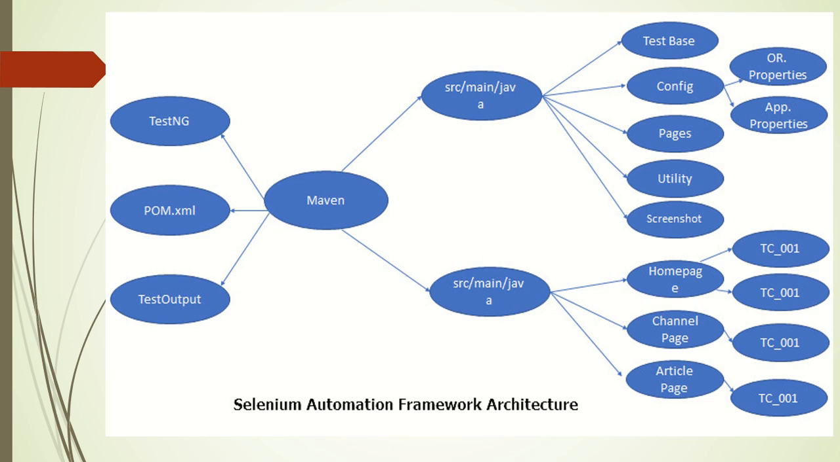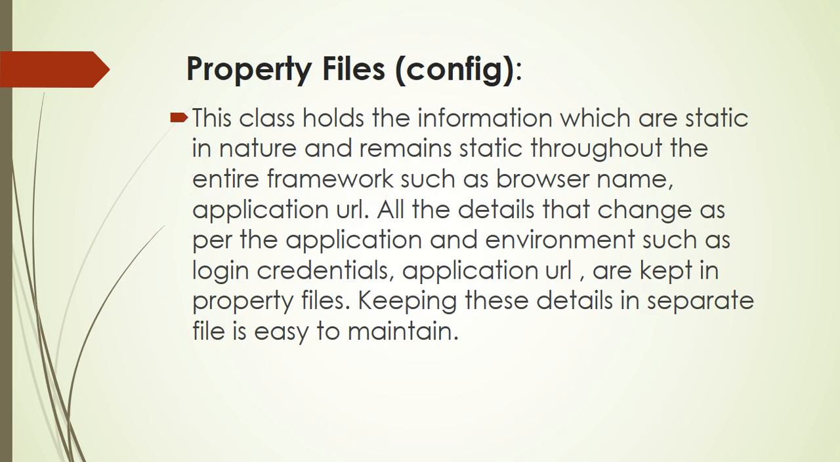So here you can see the structure and architecture of the automation framework: TestNG, pom.xml, test output, Maven for the build and dependencies, src/main/java, src/test, like the test base class, configuration, pages, utilities, screenshot, home page, channel page, article page, and then different types of test cases we can create on the basis of the pages, and the object repository and properties. So these are the points we can explain in a Selenium automation framework.